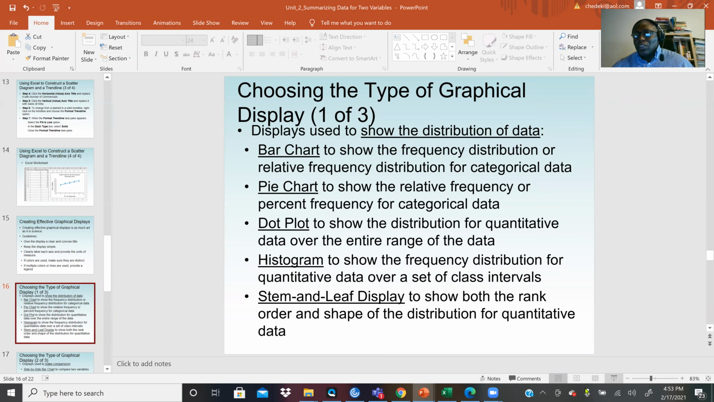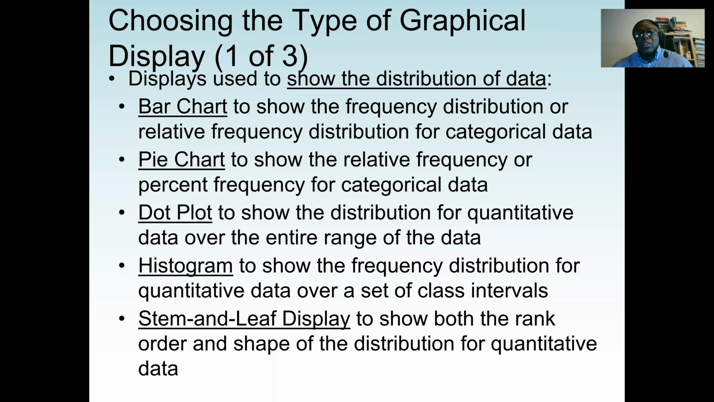The next slide here is just to explain the different types of charts we have. So for example, if I have a bar chart, what does a bar chart show? It shows the frequency distribution or relative frequency distribution for categorical data. A pie chart also shows relative frequency or percent frequency for categorical data. We also have a dot plot, which normally shows the distribution for quantitative data over the entire range of the data.